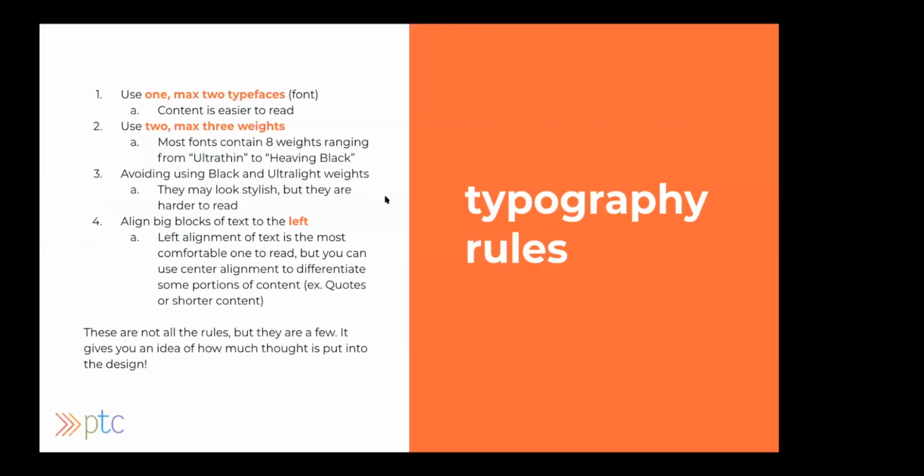Now I will introduce you all to some typical typography rules. First, you should use one or maximum two typefaces to make the content easier to read, without being distracted by identifying different characters in various typefaces. Secondly, you should use two or maximum three weights, with most fonts containing 8 weights, ranging from ultra thin to heavy, to black. Please only pick a few purposefully.